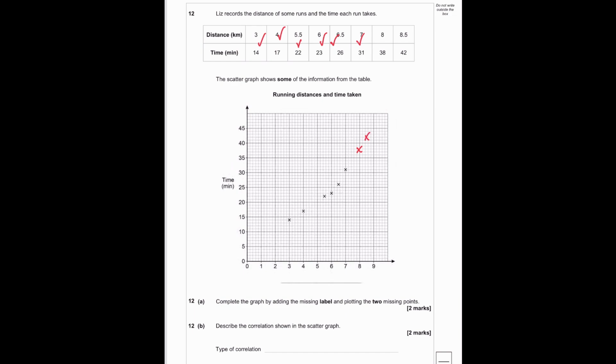Complete the graph by adding the missing label. So the missing label is distance. And it tells us here that distance is in kilometres. So I'm going to add that as well. Describe the type of correlation. It's positive correlation and it is a strong positive.